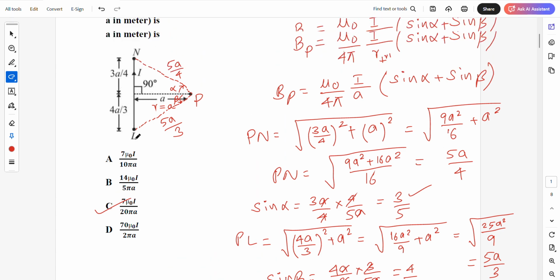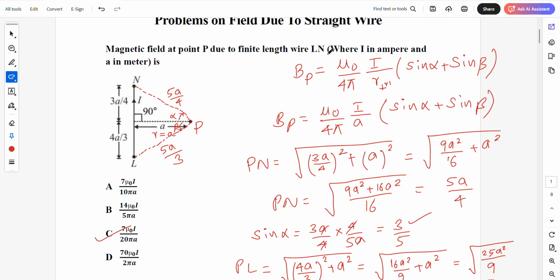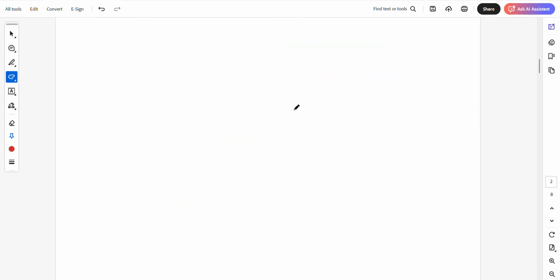Hope you understood this sum. Okay, please remember this formula to calculate the magnetic field at point P due to a straight current carrying conductor. This is for what? Finite length. Wire which is having finite length. Okay. Now let us see the next problem.